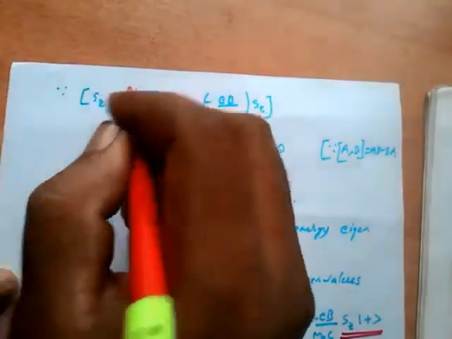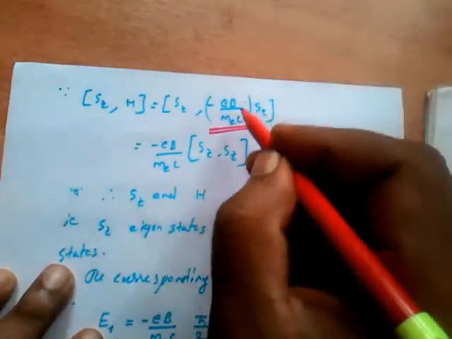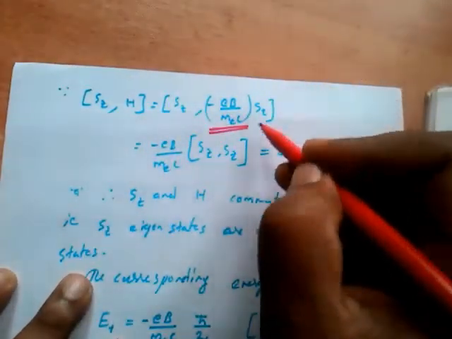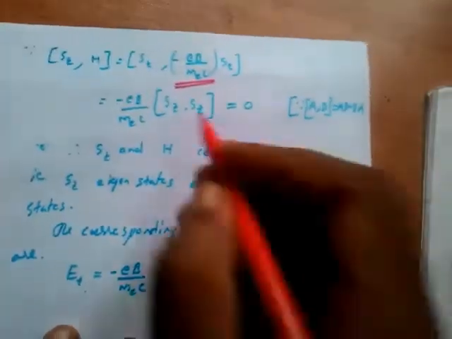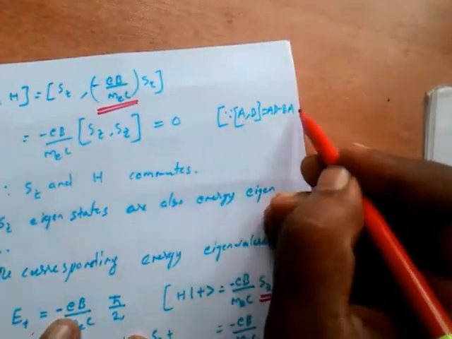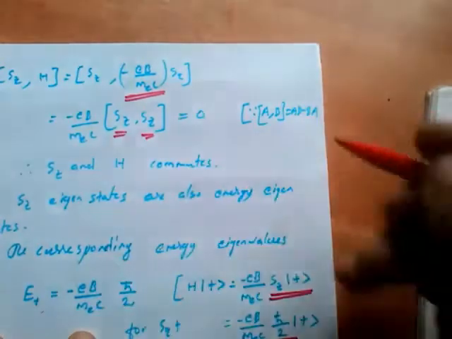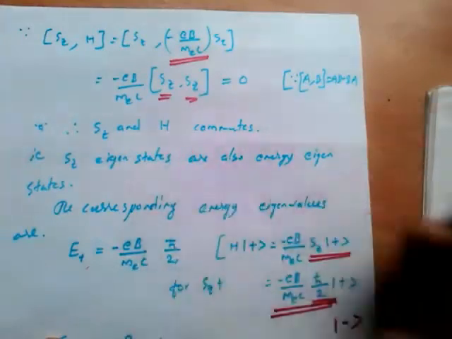The difference between the spin S_z and our Hamiltonian H is just a multiplicative constant, minus eB over m_e c. That means these operators should commute: the commutator of H and S_z, minus eB over m_e c S_z, equals 0. When we consider the commutator of two operators, [A,B] equals AB minus BA. Since these are similar operators, AB minus BA equals 0. That means S_z and H commute.